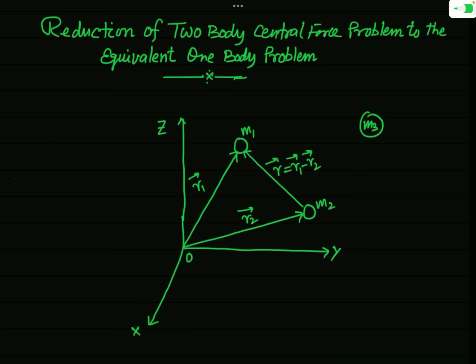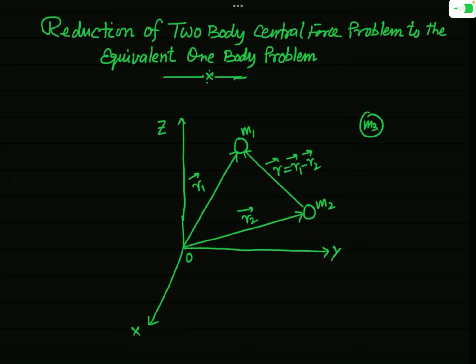So in this lecture our aim is to discuss how we can deal with a problem of two body central force in terms of dealing with the motion of a single body. So this is called the reduction of the two body central force problem to the equivalent one body problem.